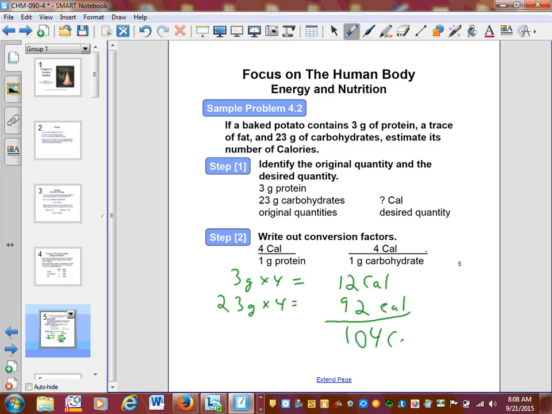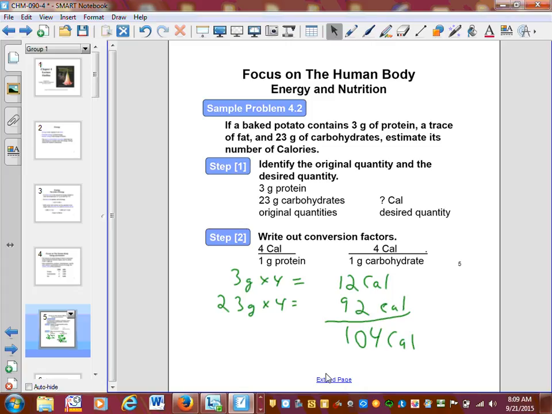104 calories. So there isn't a lot of calories in a baked potato. That is a plain baked potato. Once you put the sour cream, the cheese, the bacon bits, and everything else, all that goes right out the window.